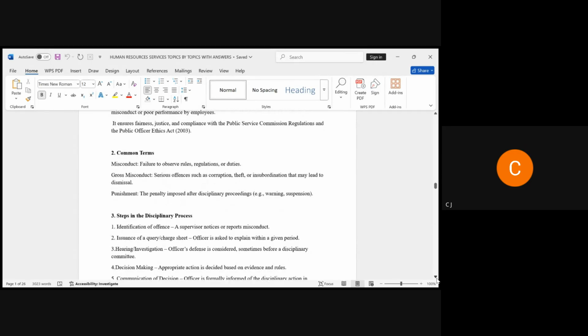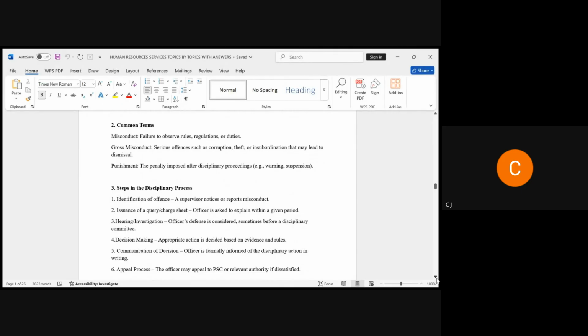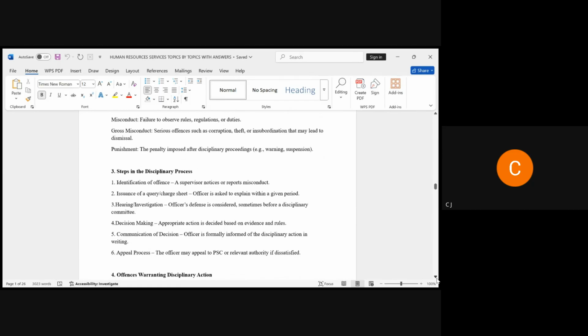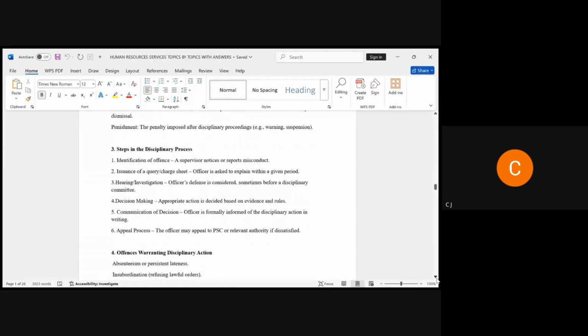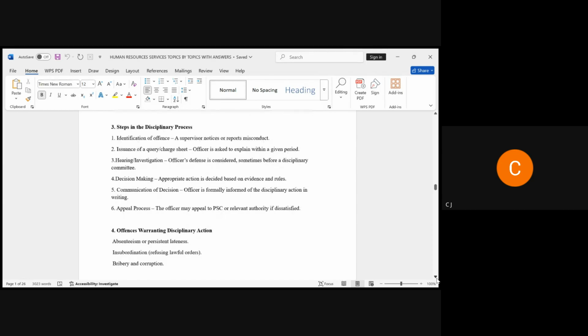Hearing stroke investigation: the officer's defense is considered, sometimes before a disciplinary committee. We have decision making: appropriate actions decided based on evidence and rules. Communication of decision: the officer is formally informed of the disciplinary action in writing. Appeal process: the officer may appeal to PSC or relevant authority if dissatisfied.